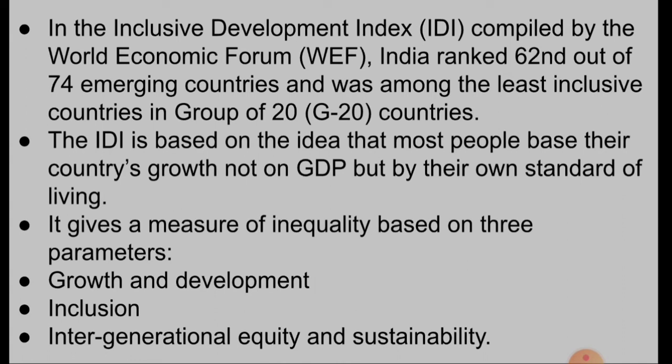So the first one is the Inclusive Development Index. It was compiled by the World Economic Forum. India ranked 62nd out of 74 emerging countries and was among the least inclusive countries in the group of G20 countries. So the rank of India is not very good, because the government is not implementing its schemes very strictly. There is corruption. People are also not very much aware about these things. So these are the reasons why our country is ranked 62nd out of 74 emerging countries and the last country in the group of G20, that is the group of 20 countries.